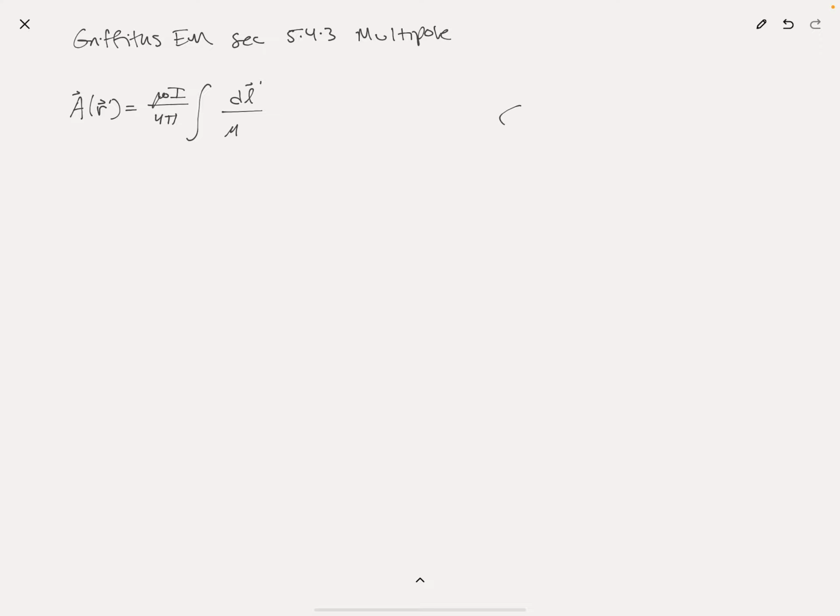So you have some arbitrary wire shape, current is going in a particular direction, and you have some little bit of that wire, and then you use that to find the magnetic vector potential at some point in space. So this picture I've drawn so far is independent of your choice of coordinates, but you can choose an arbitrary origin, and then you are able to define r prime and r from that.